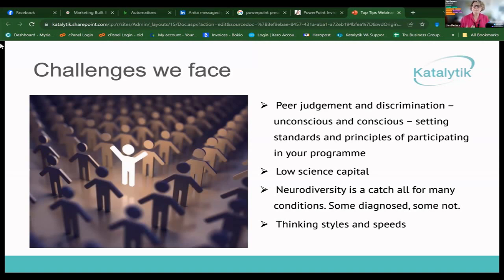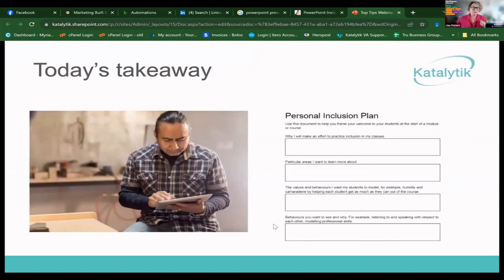And the thing that I'm also really interested in is how our thinking styles and our speeds of thinking colour how people see us and perceive how they think we show up and how intelligent we may be. I'll talk about that a little bit more.